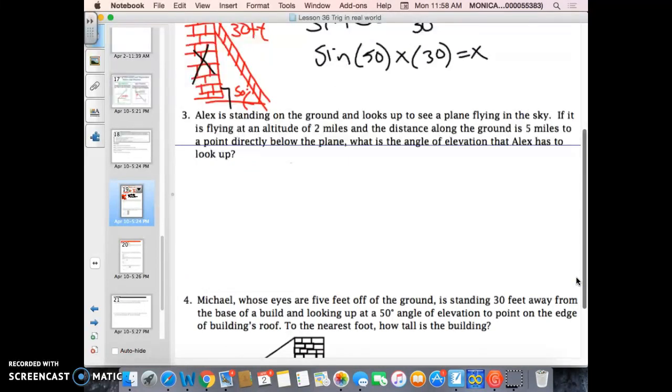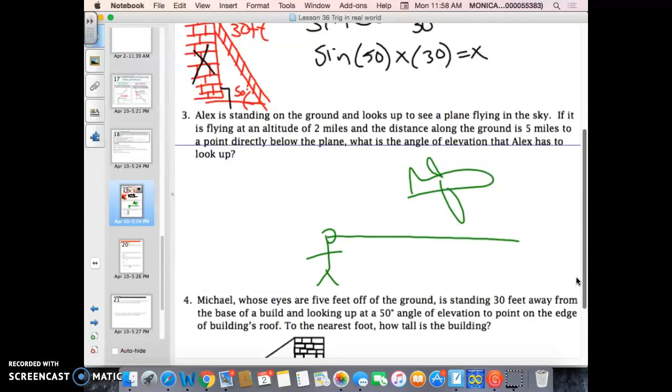Okay, Alex is standing on the ground and he looks up to see a plane. This is the classic airplane. Here's Alex. He's looking up at an airplane. So remember, this is my line of sight. Okay? And he sees a plane. The plane is flying at an altitude of 2 miles along the distance of the ground.